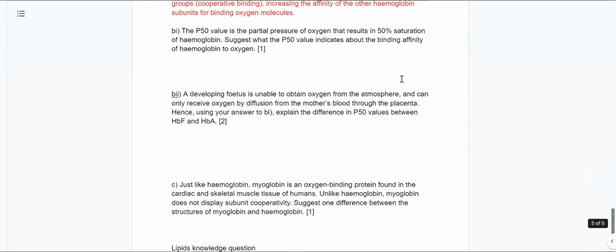Okay, so for B part 1, we have something a bit more interesting. They give us a new concept known as the P50 value. They define it for us as the partial pressure of oxygen that results in 50% saturation of hemoglobin. And the question is, suggest what the P50 value indicates about the binding affinity of hemoglobin to oxygen.